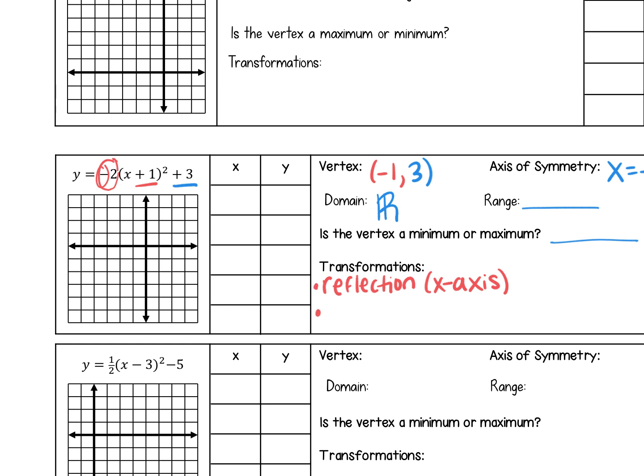Another one is that the 2 out front, because 2 is bigger than 1, is a vertical stretch by a factor of 2.